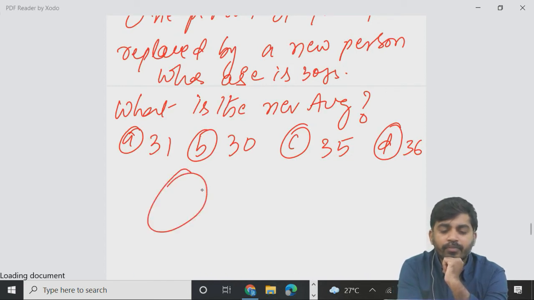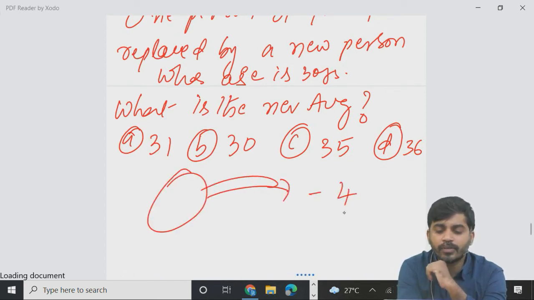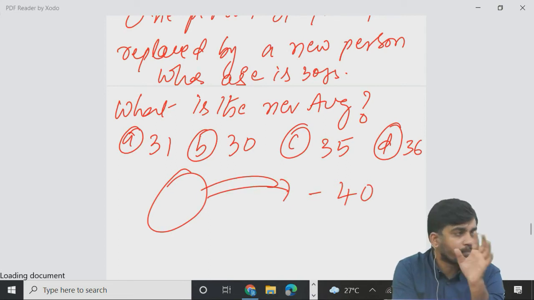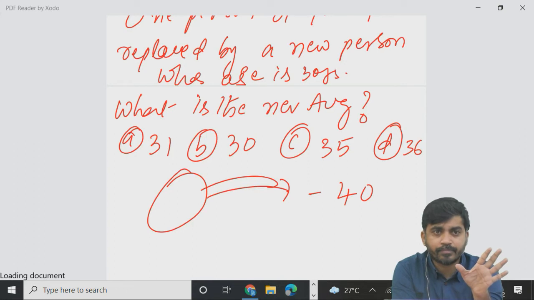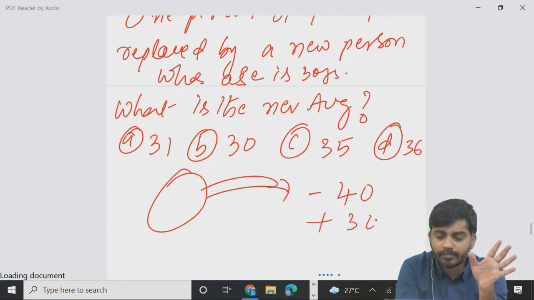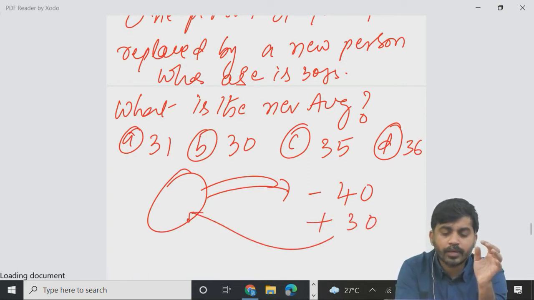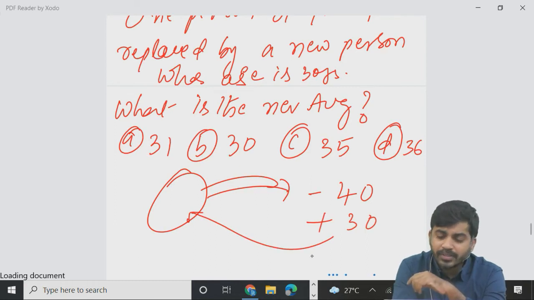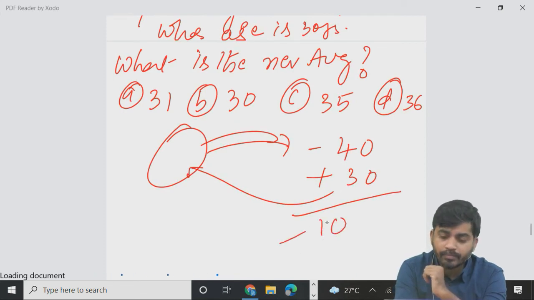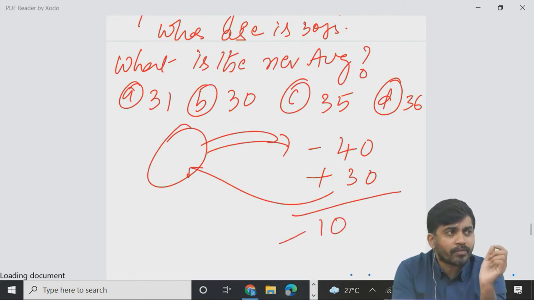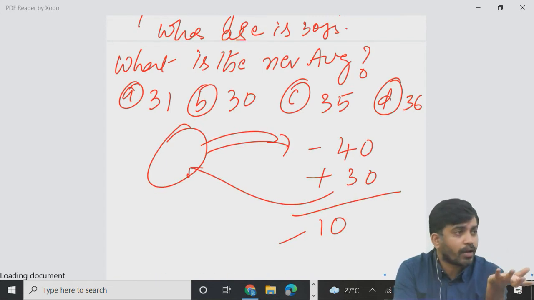Simple. From this group, 40 is removed. Removed means minus 40. 30 is added. It means plus 30. What is the net change? Minus 10. Minus 10. Okay? Minus 10 should be divided equally for all the members. There are only 5 members.